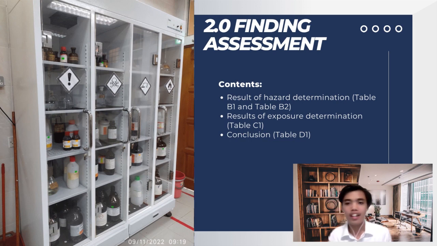For action priority, there are 3 levels: AP1, AP2 and AP3. AP1 is where the RR is above 15, which means inadequate control measures, or where the HR or ER could not be determined. For action priority 2, AP2, the RR is less than 15 with inadequate control measures. The last one is action priority 3, AP3, where there are adequate control measures irrespective of the RR.